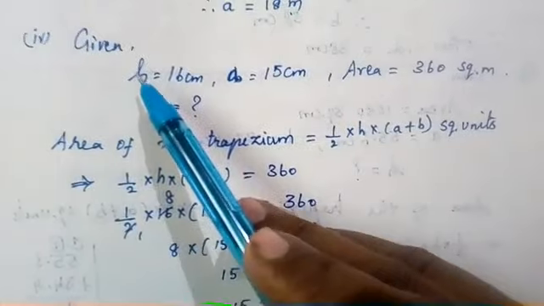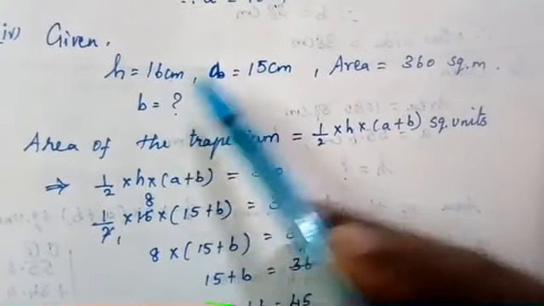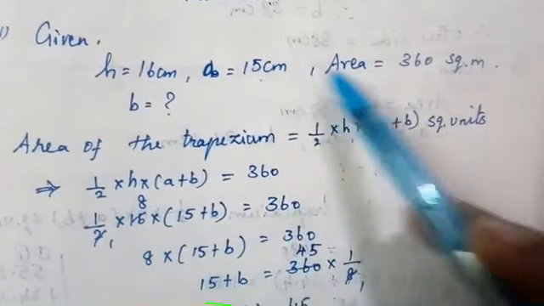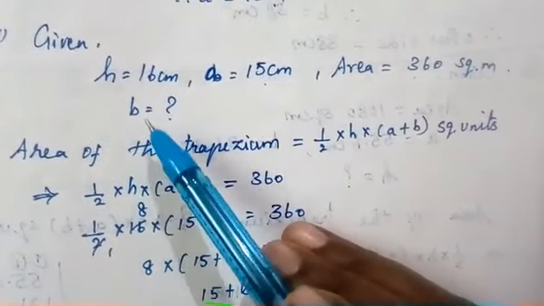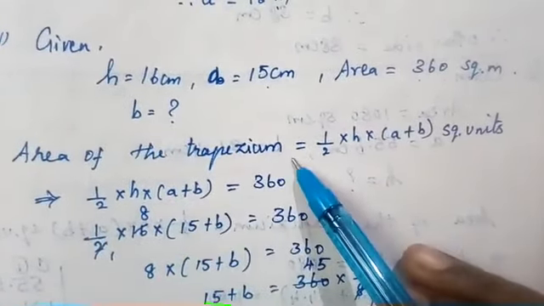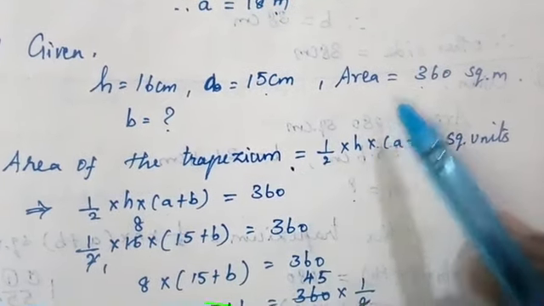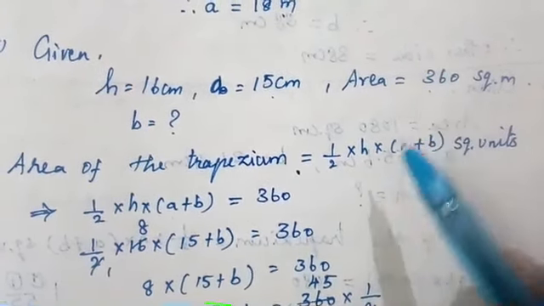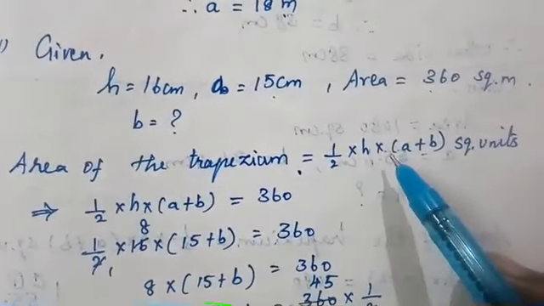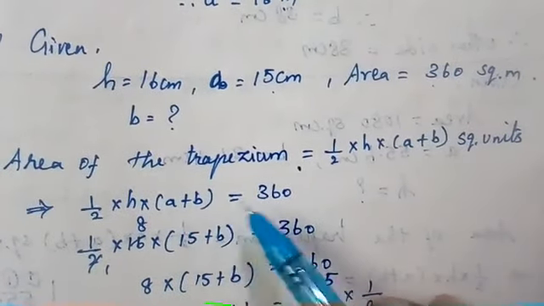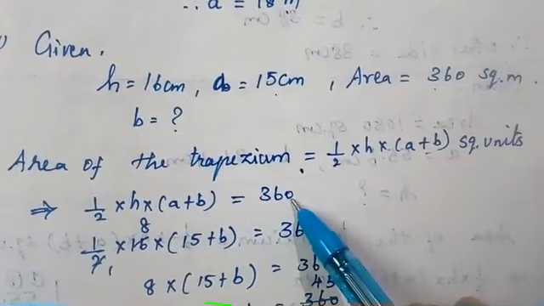Now fourth problem. In the question, given height, one of the parallel sides and area, we want to find the other parallel side. First you write the formula. Already I explained in the previous problem. Area value is given, we have to compare area formula and the area value. So area formula you write, that is equal to given area 360.